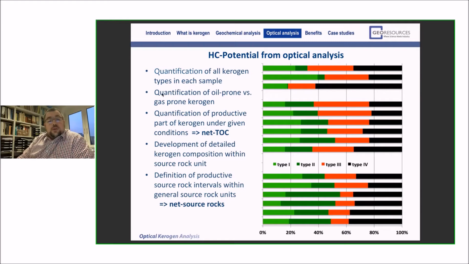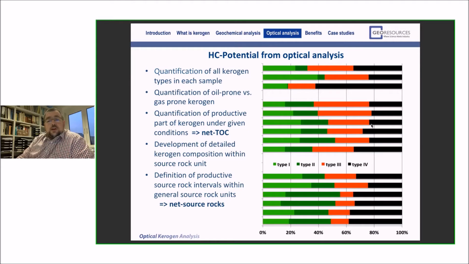So with this, we can quantify the oil-prone versus the gas-prone, the greenish versus the red. And we can quantify the productive part of the kerogen under the given conditions. And this will lead us to the net TOC, to the part of the TOC that is really productive under the given conditions. Because when we measure TOC, it measures the carbon from all parts of the kerogen, so the whole range.